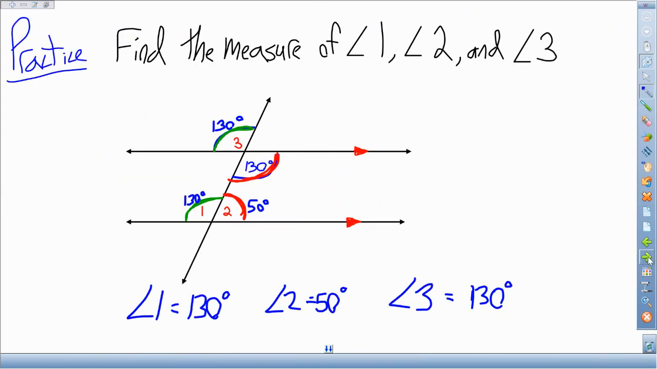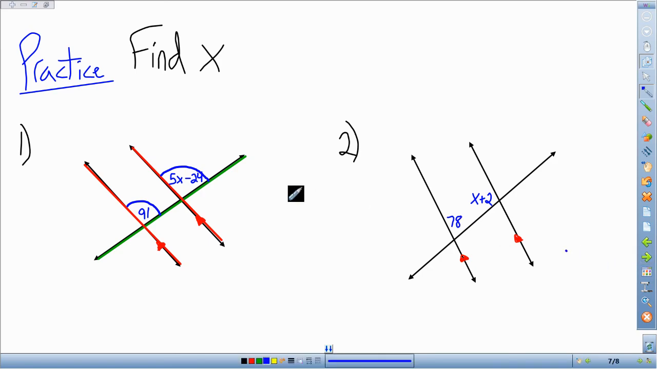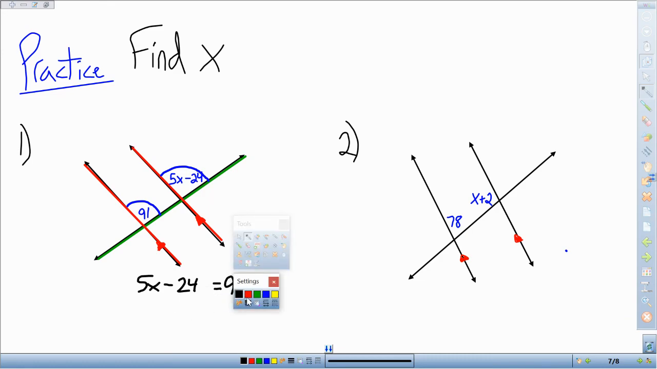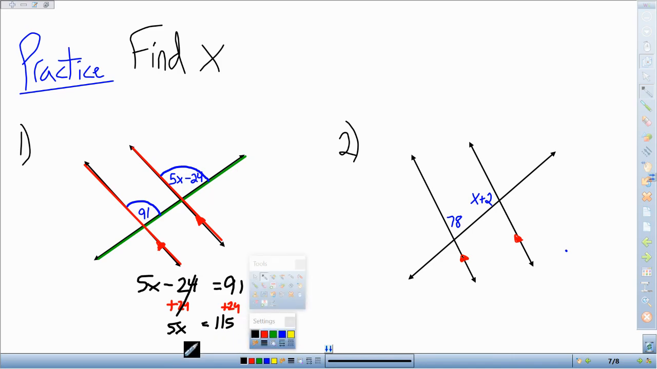Okay, so on this problem, I'm hoping you set these values equal to one another and solve. So 5x minus 24 equals 91. And then from here, real quick, we would just add the 24 to both sides and then divide by the 5. So 5x equals, what do we get? 115. And then 5 goes into 115 23 times.